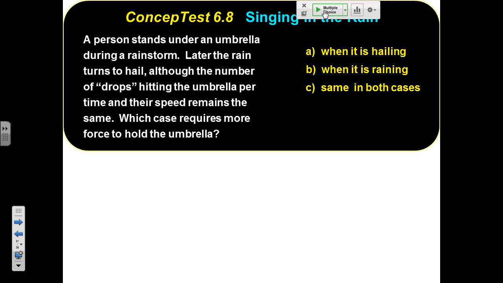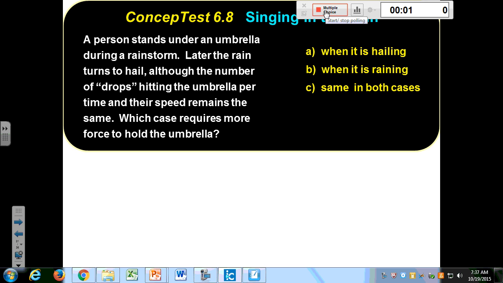A person stands under an umbrella during a rainstorm. Later, the rain turns to hail, although the number of drops hitting the umbrella per time and their speed remains the same. So basically, instead of raindrops, they're now ice drops. They have the same velocity, same mass, all that business. Which case requires more force to hold the umbrella? When it's hailing, when it's raining, or the same in both cases?